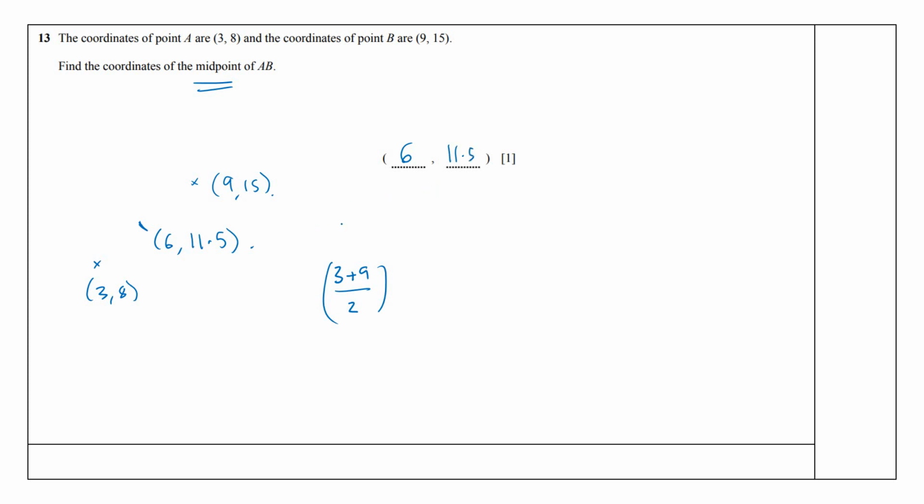Whenever you try to find halfway between 2 numbers, add them up, divide by 2. It's quite a nice way to do it. All right, the midpoint will be between those 2 coordinates.